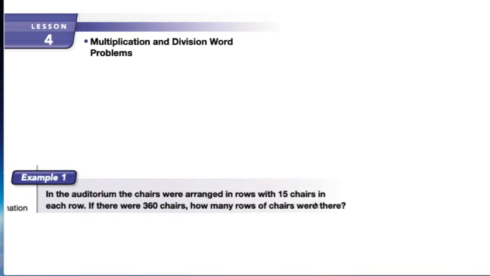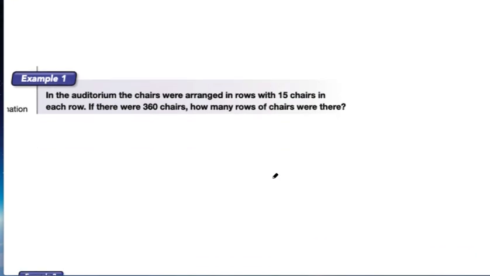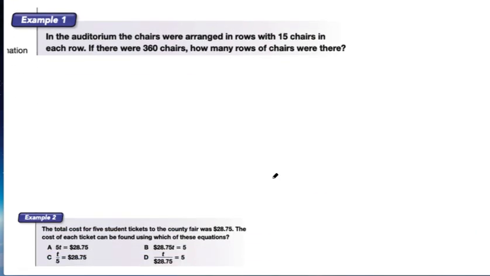Okay, so here is the next lesson. We're looking at lesson 4, multiplication and division word problems. So before we were doing addition and subtraction, now we've got some multiplication and division. Let's check it out. In the auditorium, the chairs were arranged in rows of 15 in each row. If there are 360 chairs, how many rows of chairs are there? Pause me, read it for yourself, think about it, and let's consider it together.